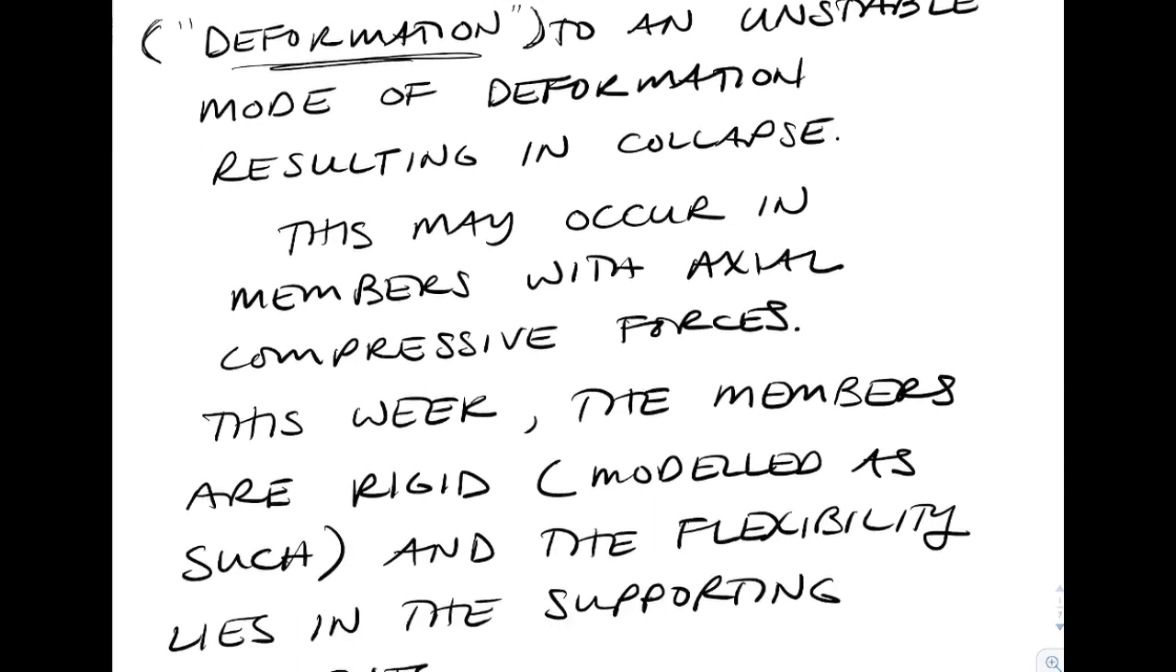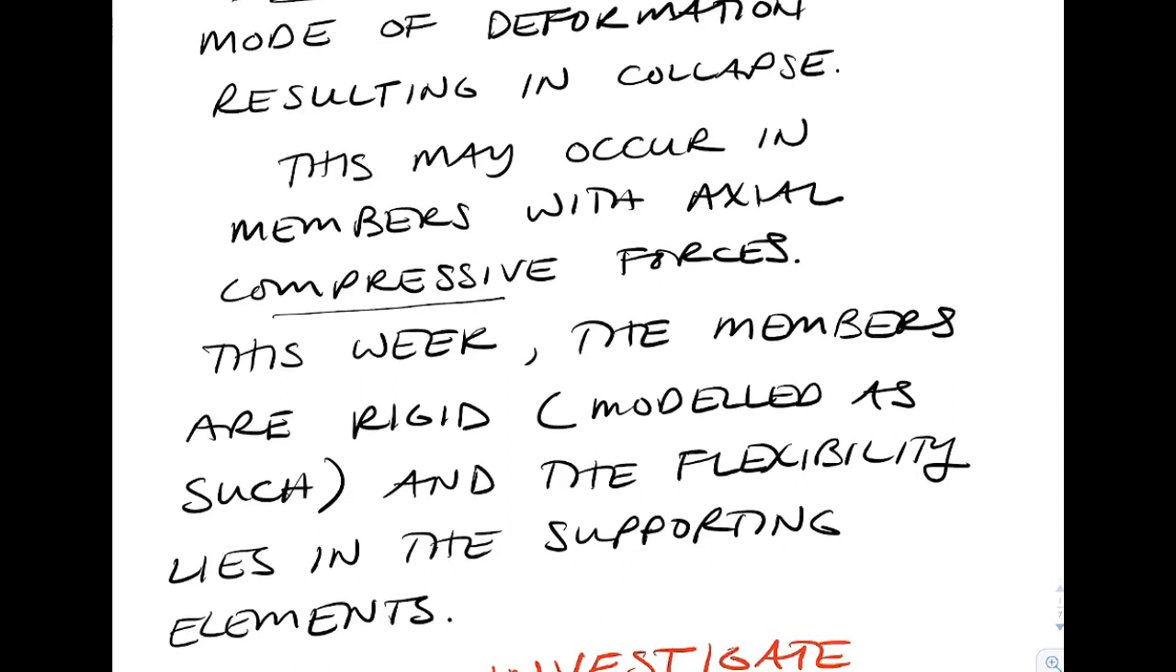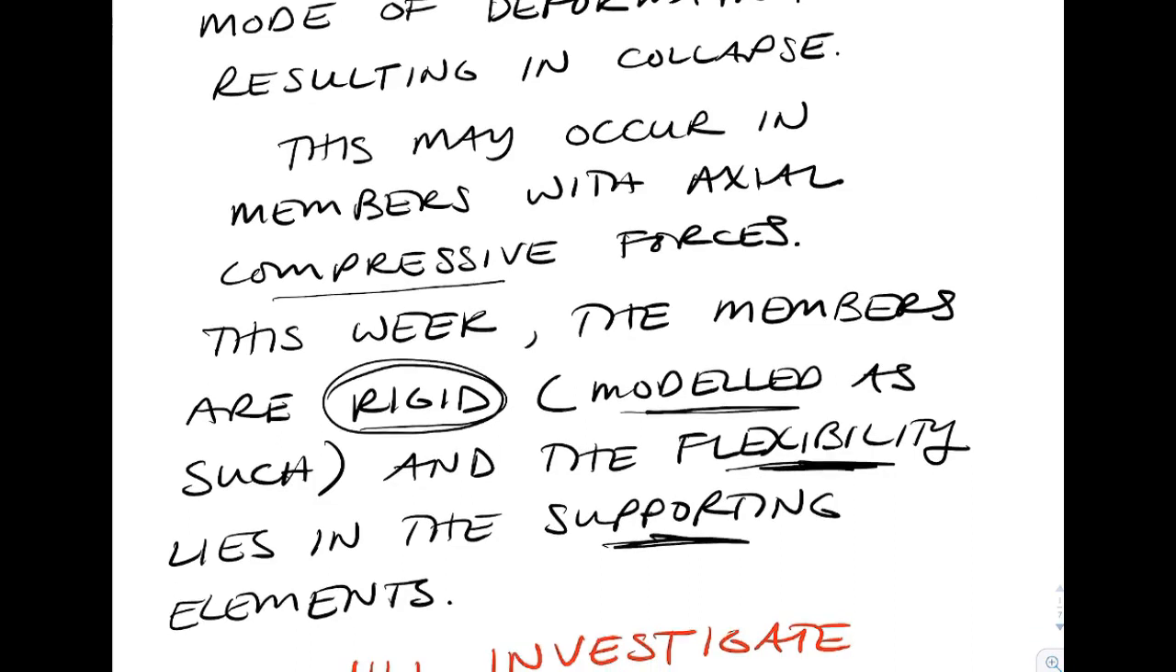And this occurs in members that have axial compressive forces. So this week, the members are assumed to be rigid. Now, nothing is rigid, but it's going to be modeled as something rigid because the flexibility is going to be in the supporting elements. Next week, the flexibility will be in the column itself and will result in some Euler buckling equations.